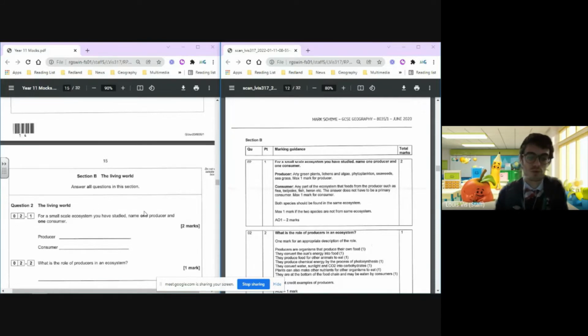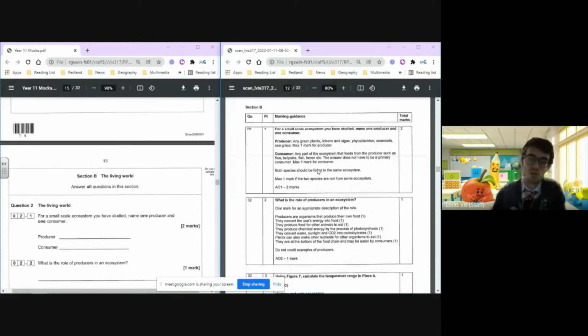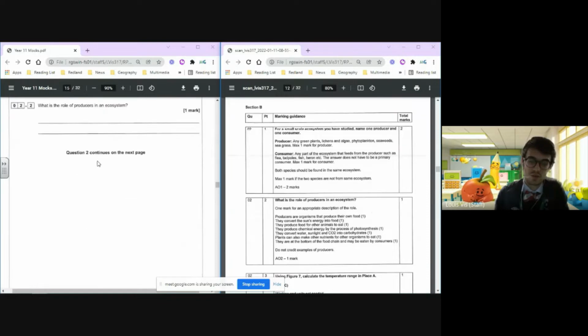What is the role of producers in the ecosystem? You're all really good at that one. They produce food for the rest of the food chain. They convert CO2 and sunlight through photosynthesis and create energy for the rest of the food chain. So yeah, they produce food for the rest of the food chain, etc. It's just a 1 mark.